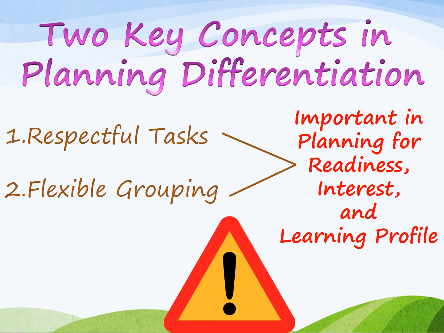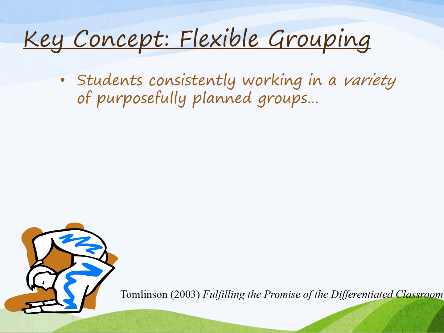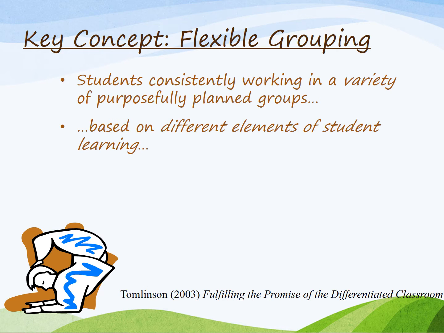Two key concepts in planning for differentiation are creating respectful tasks and planning for flexible grouping. And it's in the grouping part that management issues often come up. So let's take some time and think about successful grouping. The key concept here is that groups should be flexible so that students are working in a variety of groups that you've planned for based on different elements of student learning, like their readiness, their interests, and their learning preferences.